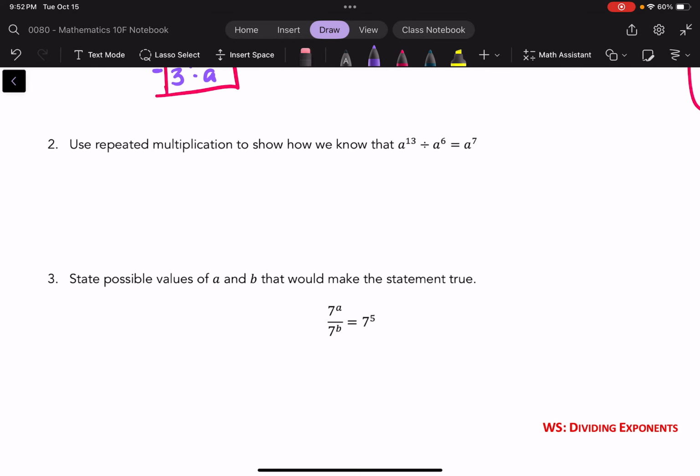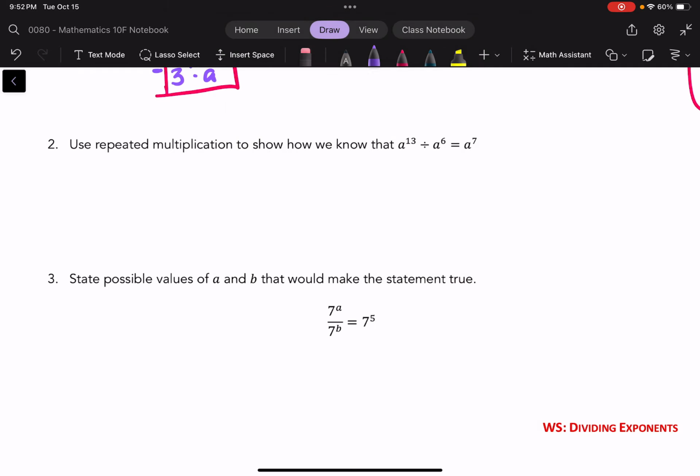All right, now these last two examples, you'll probably look at them, you'll read them, and you'll think, hey, aren't these very, very similar to the two examples that we looked at in the 2.3 notes, except the 2.3 notes had to do with multiplication, and now we're doing the division of powers? And if you said that, I'd be like, yeah, way to recognize the pattern. So in this case, we're looking at a question that says, use repeated multiplication to show how we know that a to the power of 13 divided by a to the power of 6 is equal to a to the power of 7.